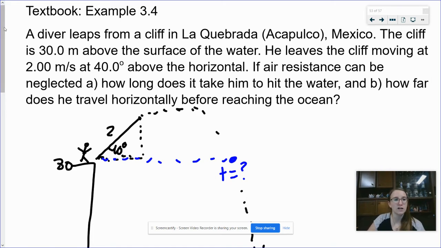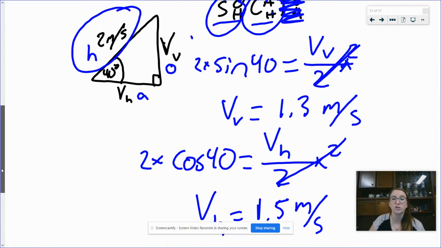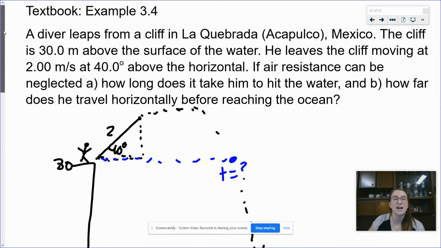What we got to so far in class was we broke down the horizontal and vertical velocities. You're going to have to do that in almost all cases in projectile motion, because depending on the question, sometimes we need the vertical velocity, sometimes we need the horizontal velocity. So let's start talking about A.